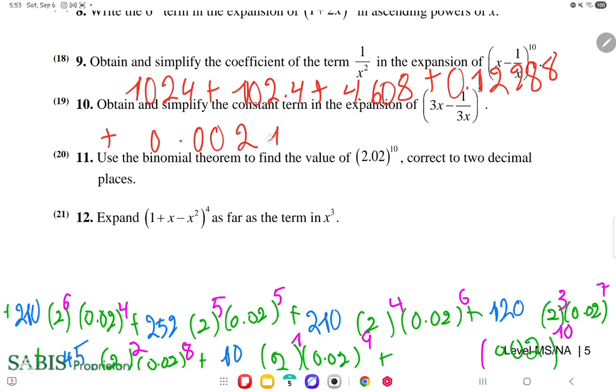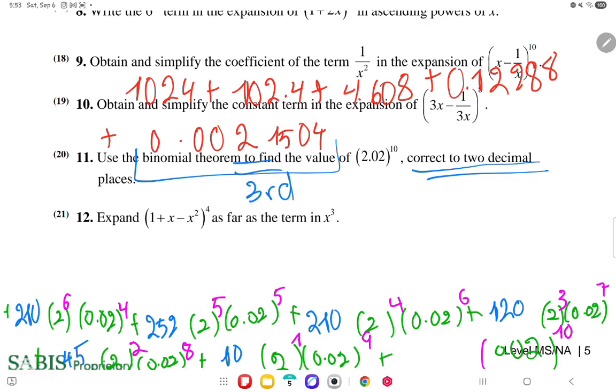0.0021504. Now, here we stop. Why do we stop? Because they said correct to 2 decimal places. And for this one, where does the number start? The number starts on the 3rd decimal place. So when the number starts at a decimal place after the one that they want, so if they said, for example, 4th decimal place, you will need to find the value where it stops at the 5th one.